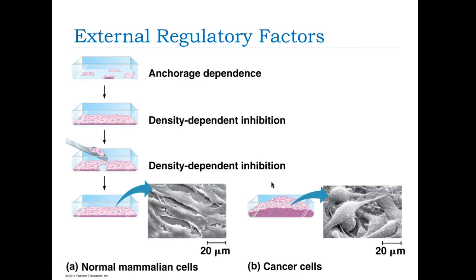You also have the external regulatory factors. External regulatory factors are anchorage dependence, density dependent inhibition, anchorage dependence. Basically, here's where you can see the difference between normal mammalian cells and cancer cells. So in anchorage dependence, this is when you have a cell that's going to either anchor to another cell, or it's going to anchor to the extracellular matrix from which that cell is in. And that gives it its dependency, which helps regulate the cycle itself of that cell.